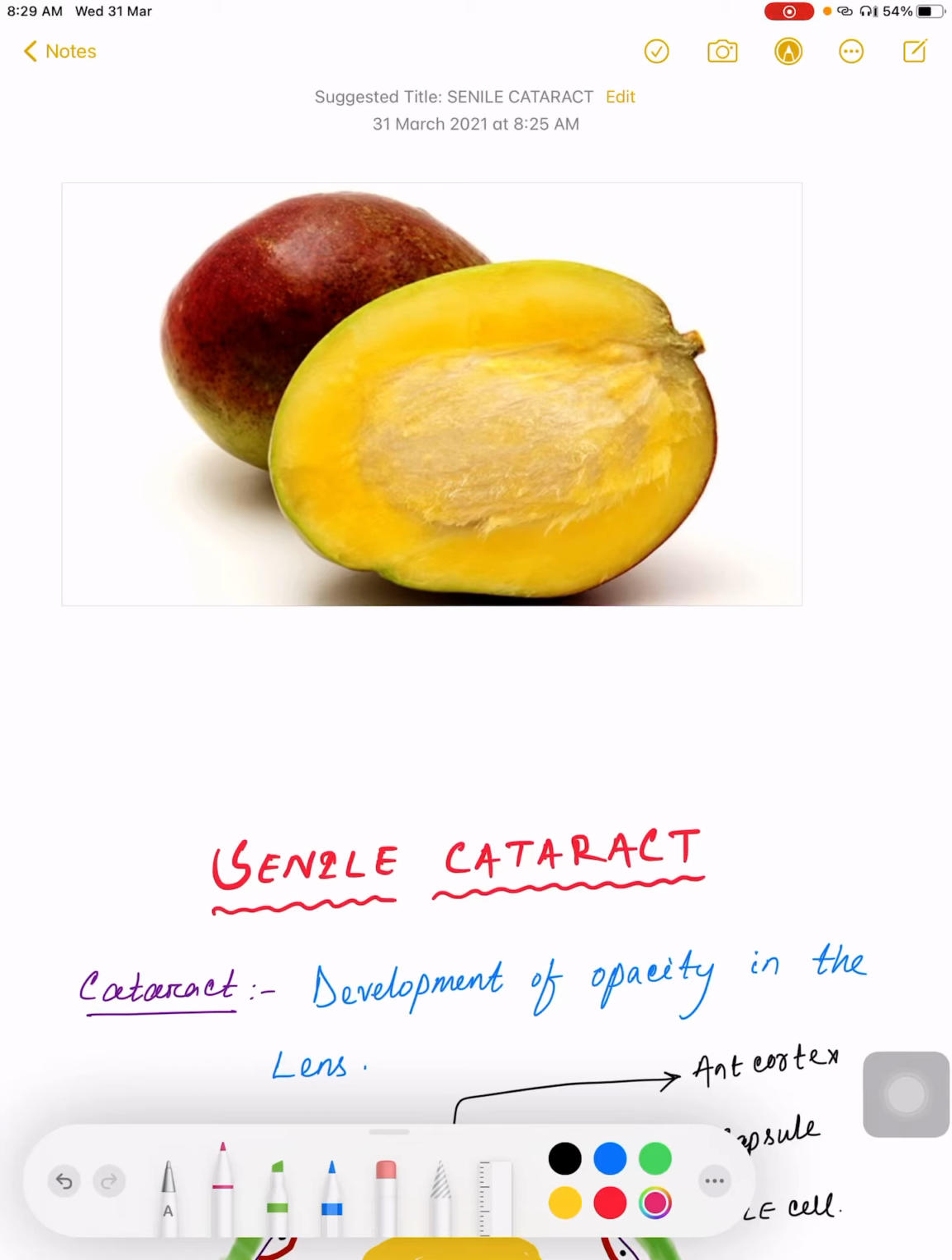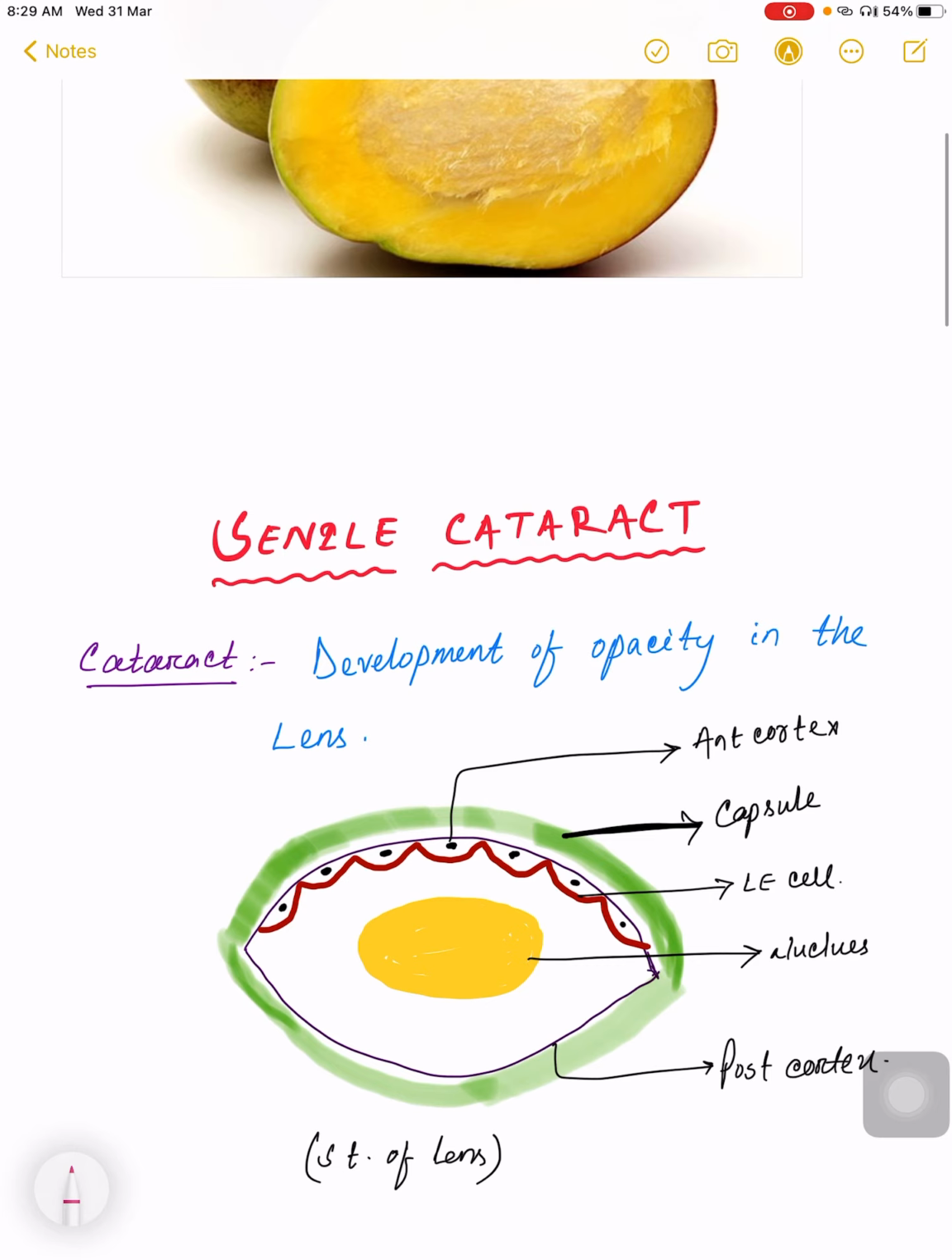Today I'm going to talk about a topic called senile cataract. First of all, you should know the definition of cataract. I'll say it is the development of an opacity in the lens. What do you mean by that?